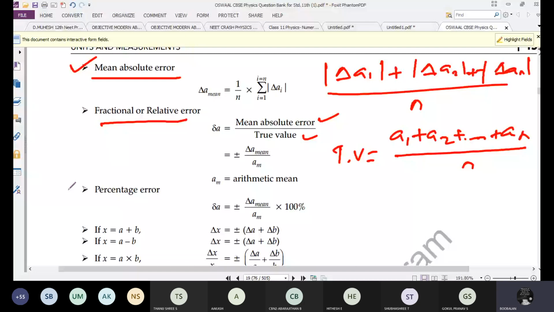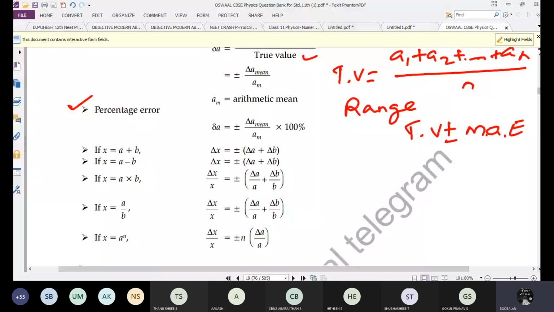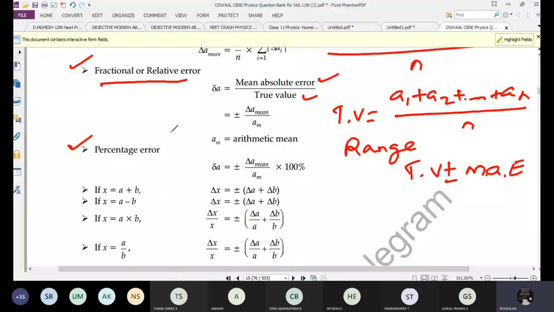Next, the range formula: true value plus or minus mean absolute error. Today in class we are discussing the combination of error. So far this was for the same quantity, only one quantity, for example the forces F1, F2, F3, or refractive indices mu1, mu2, mu3, S1, S2, S3 like that. But next, the combination of error, involves two different quantities A and B.